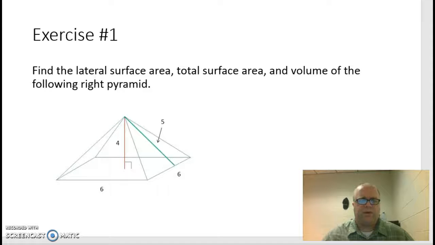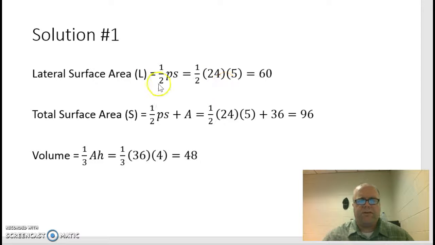So go ahead and try that on your own. See if you can come up with the correct answers using the formulas we've already gone over, and then we'll take a look at the solution. Alright, so the lateral surface area is 1/2 times the perimeter of the base times the slant height. We've already said that the perimeter of the base is 24. The slant height is 5, so 1/2 times 24 is 12. 12 times 5 is 60.